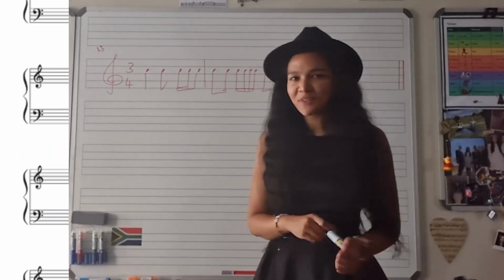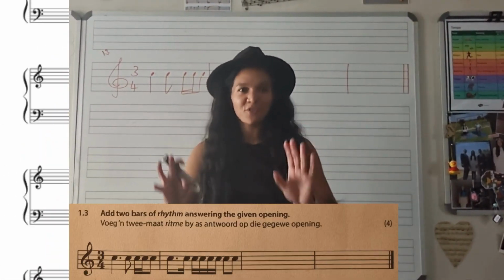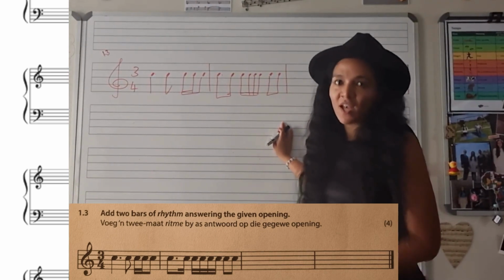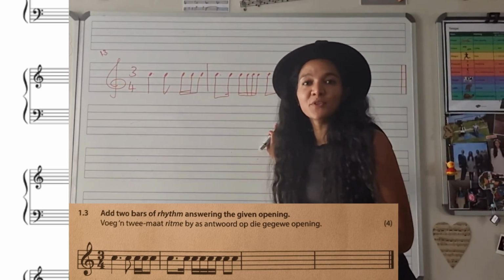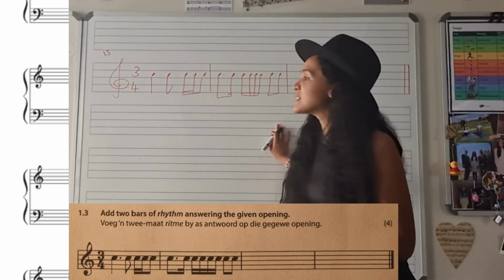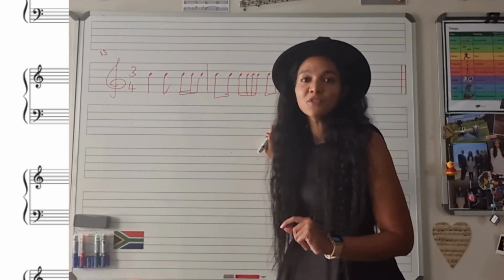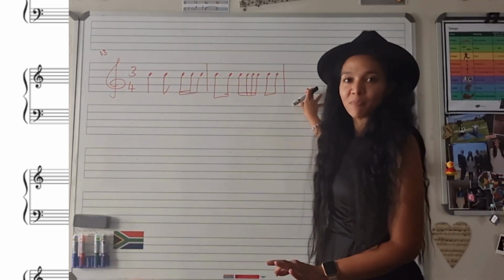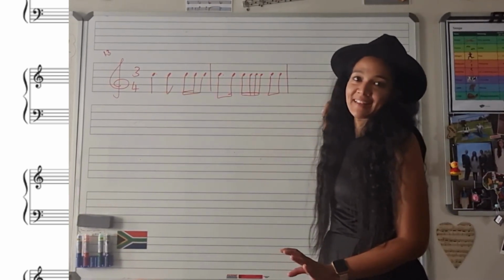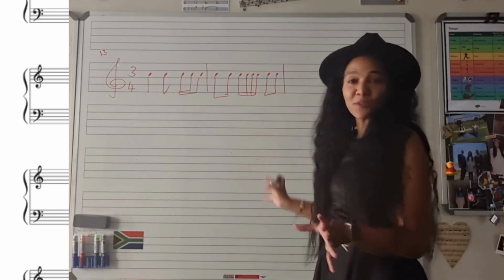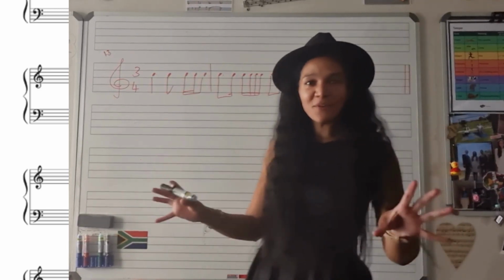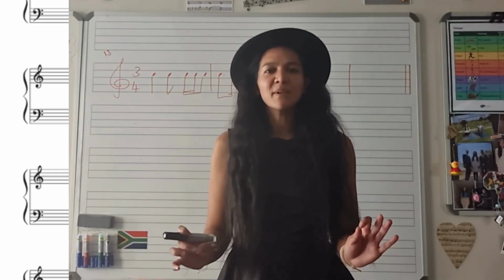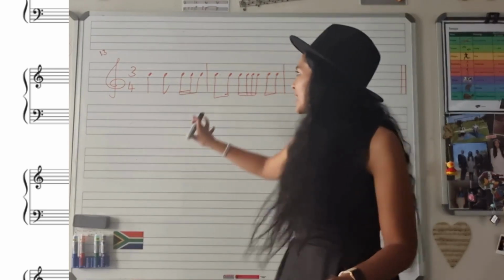In question 1.3, they ask us to add 2 bars of rhythm, which will answer the given opening phrase. So here, all you need to do is be logical. This is a very short exercise, so we don't need you to be a super modern composer and write triplets and duplets and demisemiquavers. There's no time for that. In your own compositions, in your own time, you can do that. But right now, we're going to be very logical, very symmetrical, short and sweet, because we are given 2 bars.